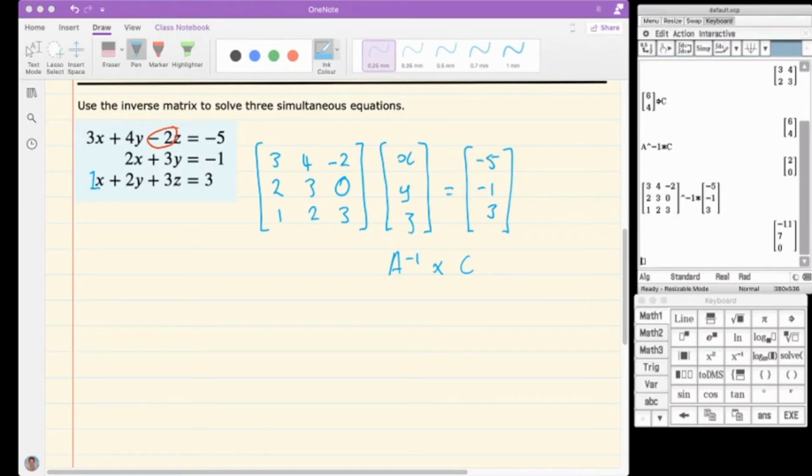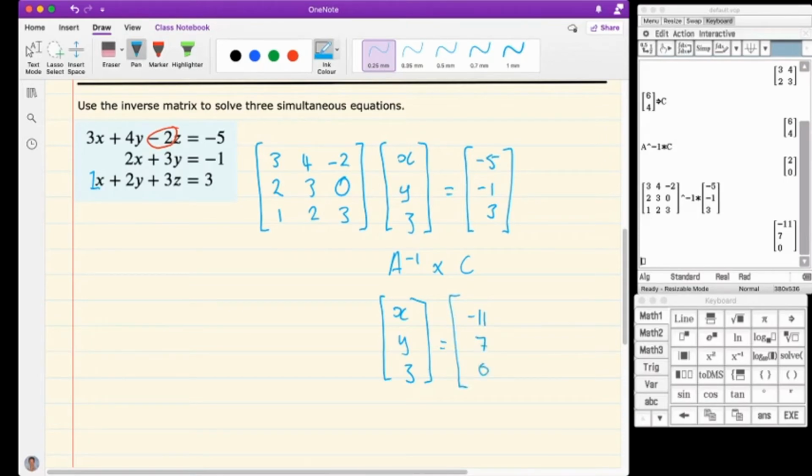And over here we get that as an answer. So again, we can write it out as such: x, y, z is equal to -11, 7, and 0. Okay, and if you're asked to answer them, like I said, you don't leave it in matrix form. You'll have to put it as x is equal to -11, y is equal to 7, and z is equal to 0. Okay, so that's the triple simultaneous equations.